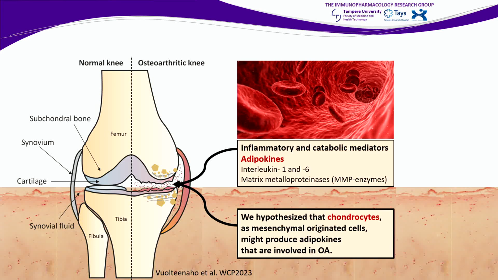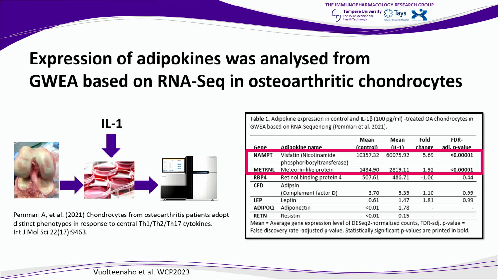But in this present study, we hypothesized that chondrocytes, the only cell type in the cartilage, are also mesenchymal cells, just like adipocytes. They might also produce adipokines that could be involved in osteoarthritis, and this was our hypothesis. And we started to study this.